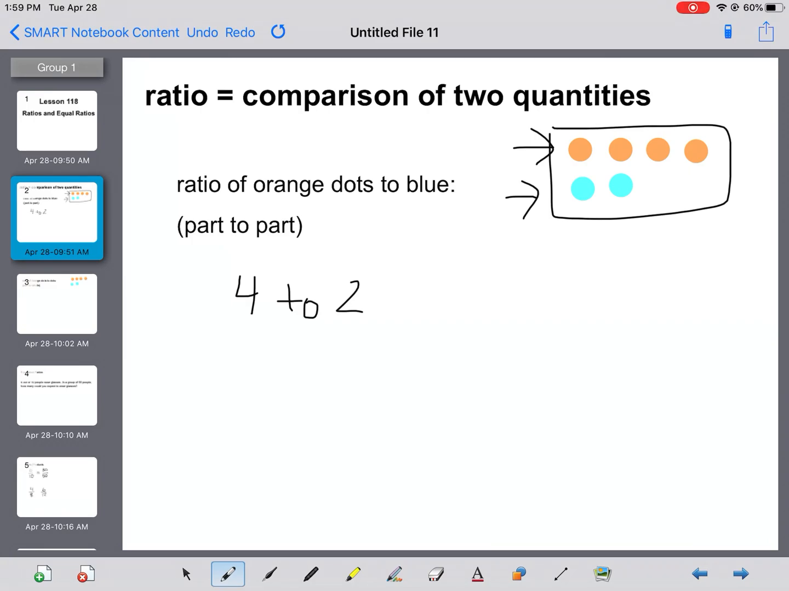You could just say I have 4 orange dots to 2 blue ones. Or you may also see a ratio shown like this with a colon in the middle. It means the exact same thing. Or there's a third way, and this may be the way that you're the most comfortable working with for ratios, because you can show a ratio as a fraction, and we've done lots of practicing with fractions, so that should be a familiar way to show a ratio. So all 3 of these mean the same thing. They are all the same ratio, 4 orange dots to 2 blue dots. So for that one, we were comparing 2 different types of dots, or part to part.